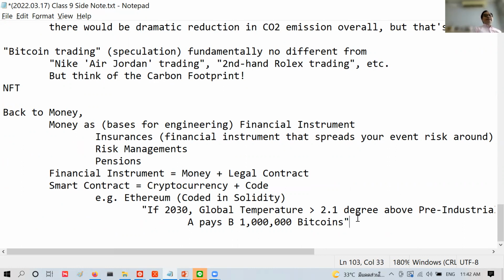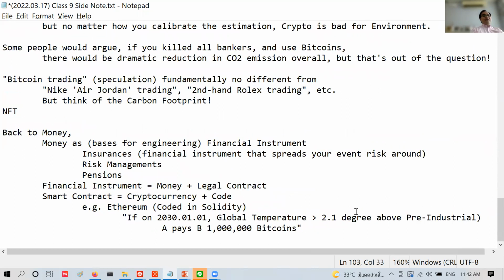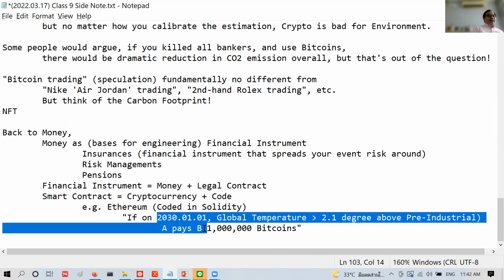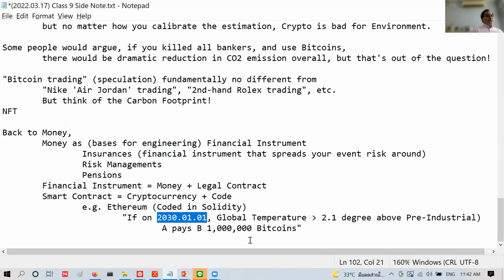Okay. Now, what's nice about this? That's a bit like risk management, right? I'm making the example interesting because I could make the example a car crash, but this is more interesting. What this code would do in Ethereum is, on the date, it would look up the global temperature estimate, maybe from some kind of reference.